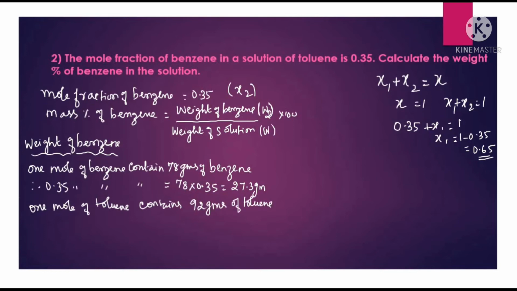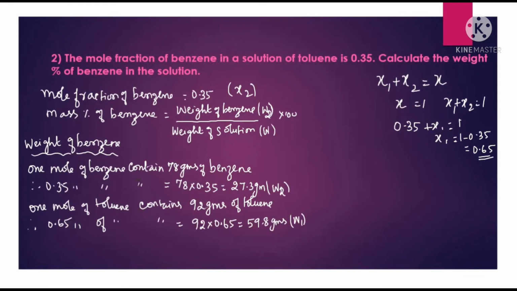Okay, so therefore 0.65, here we have found out the mole fraction of toluene. So 0.65 moles of toluene contains how much amount of toluene? So 92 into 0.65 is equal to 59.8 grams. So this is W1, this is W2. Now we know W1 and W2.